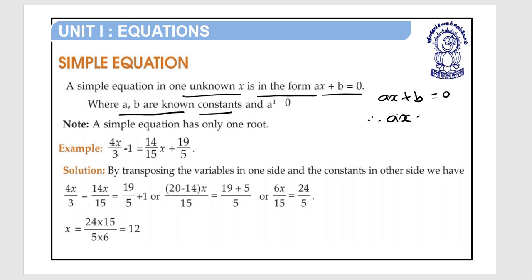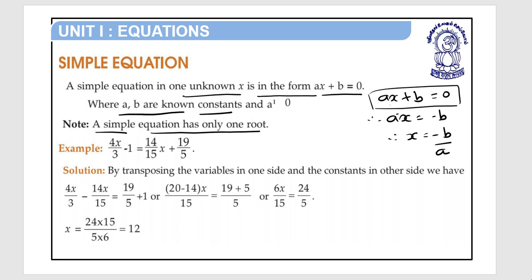ax + b = 0, so ax = -b, so x = -b/a. A simple equation has only one root. The root of this equation ax + b = 0 is x = -b/a.